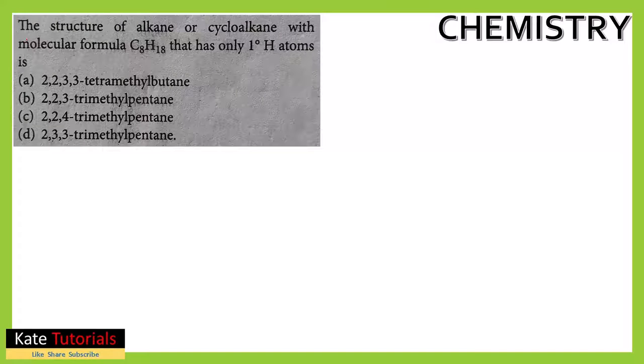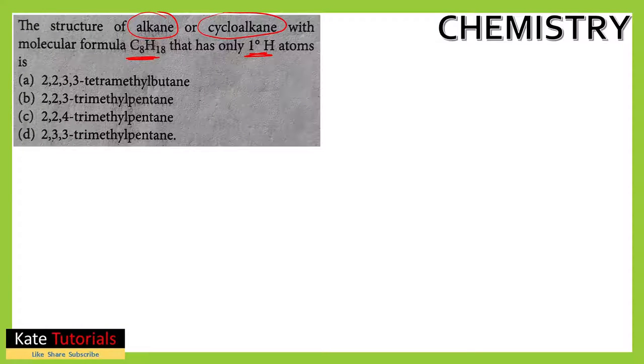The question is: the structure of an alkane or cycloalkane with molecular formula C8H18 has only primary H atoms. Primary H, sorry, not alcohol. Primary H atoms. A, B, C, D options are given. Here they have mentioned the structure is alkane or cycloalkane, right?